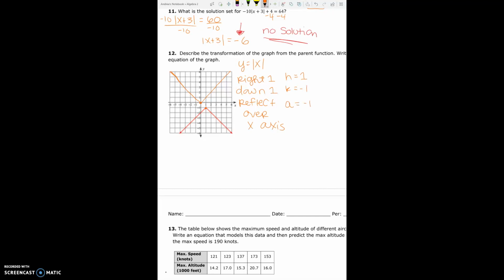So to write my equation, I'd have y equals a times absolute value of x minus h plus k. And I'm going to just replace those letters with the appropriate number. So negative absolute value of x minus 1 minus 1.